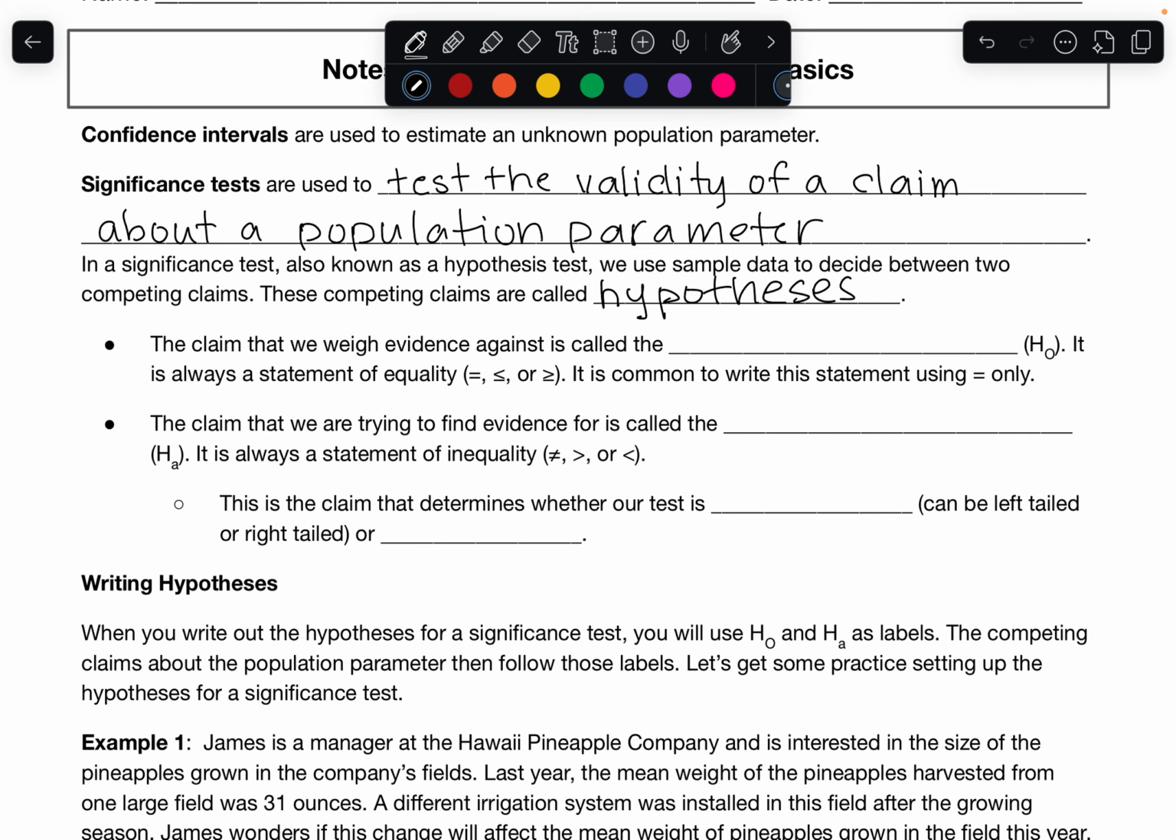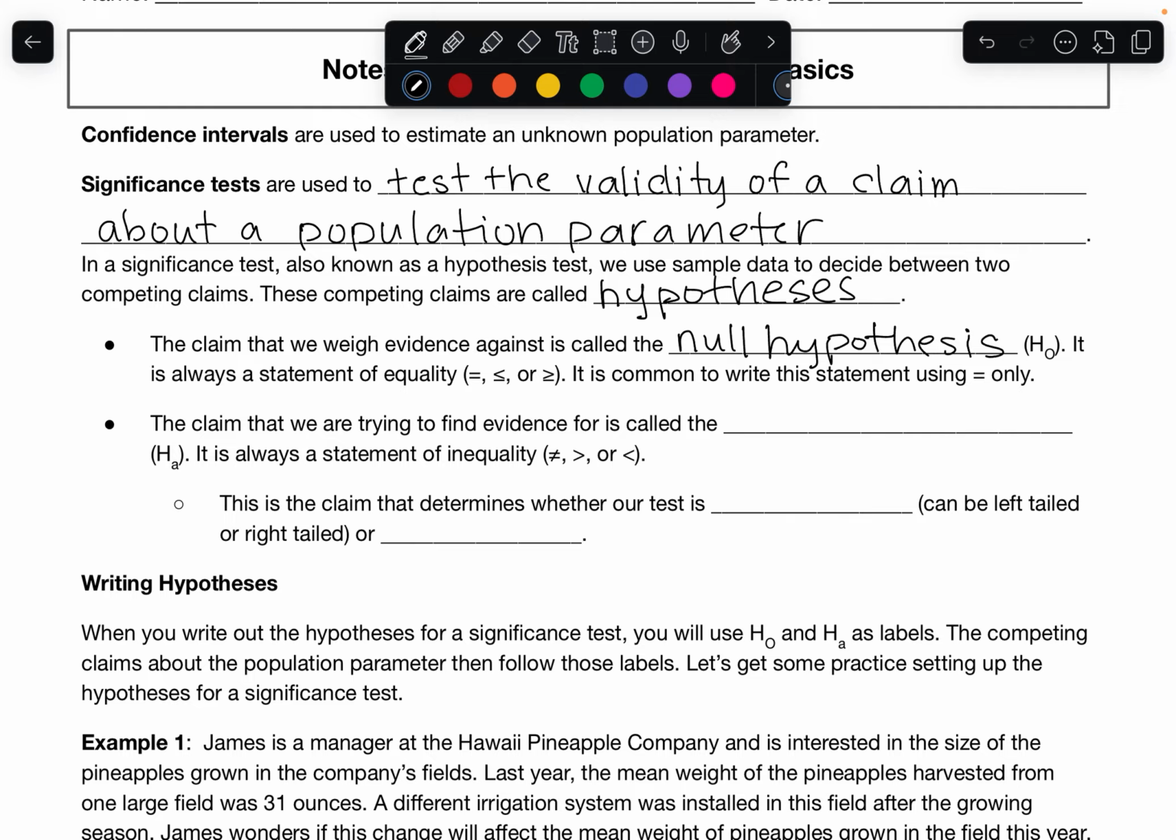The first claim is called the null hypothesis. And you'll notice the symbol H with a subscript zero beneath it. This is the claim that we weigh evidence against. We're either going to reject this claim or not reject this claim. This is a statement of equality. Typically in the problem, we're given a population value. This statement is that the population value is equal to whatever we were given. We are assuming that the value we were given is true.